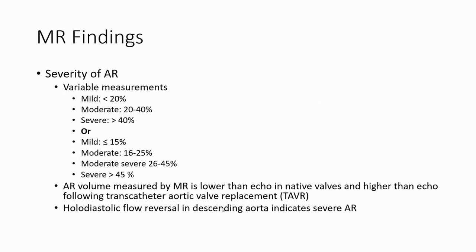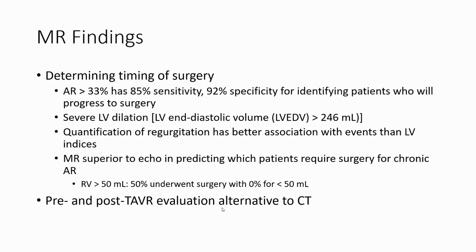Severity of aortic regurgitation shows variable measurement from mild to severe. Aortic regurgitation volume measured by MRI is lower than echo in native valves and higher than echo following transcatheter aortic valve replacement. Holodiastolic flow reversal in the descending aorta indicates severe aortic regurgitation.